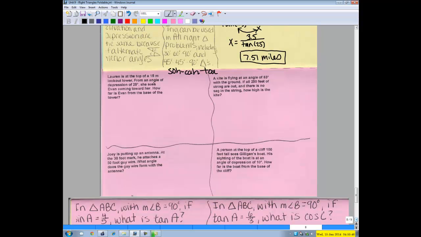Lauren is at the top of a 15-meter lookout tower. From an angle of depression of 25 degrees, she sees Evan coming towards her. How far is Evan from the base of the tower? So we have a tower. Lauren's up here. Evan's down here. And it is a 15-meter lookout tower. She sees him.